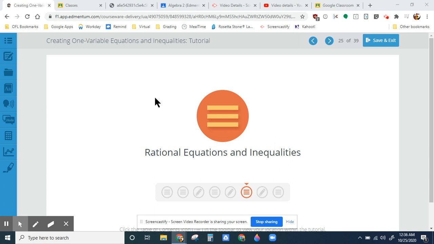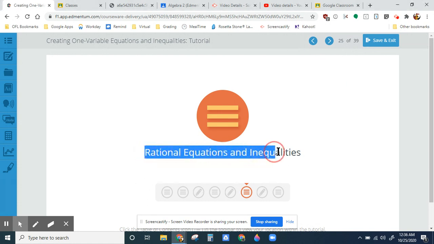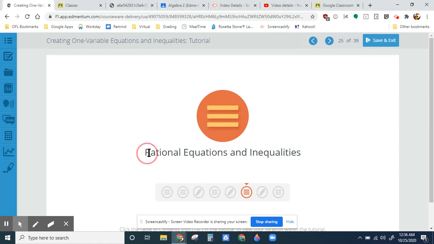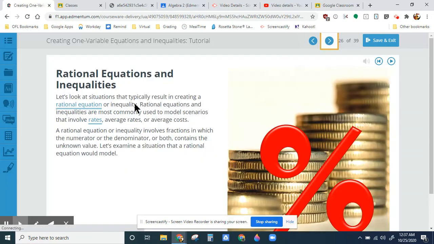Okay, time to finish up this longish tutorial. So now we're going to do it with rational equations and inequalities. So remember, rational means fraction. So we're going to be dealing with fractions of inequalities. So let's take a look at this. All right, so rational equations and inequalities.